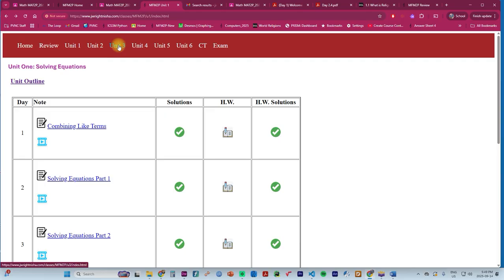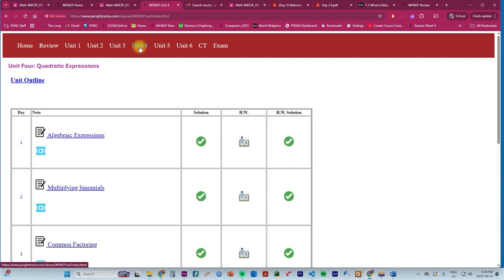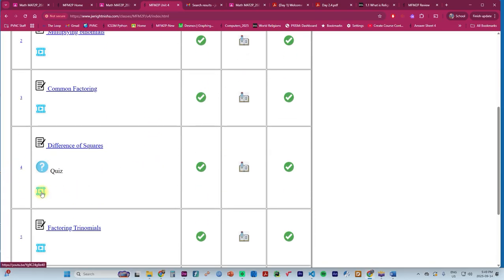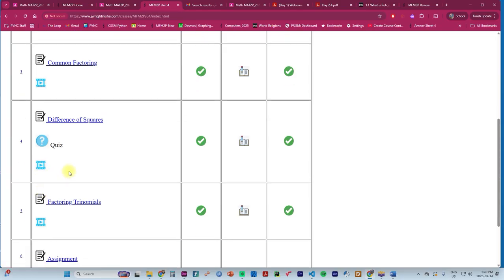So let's say, as an example, go to Unit 4, and if we click on one of these video icons, we'll have a short video of me basically just going through all the questions of that day's note. So I'll just click on it.